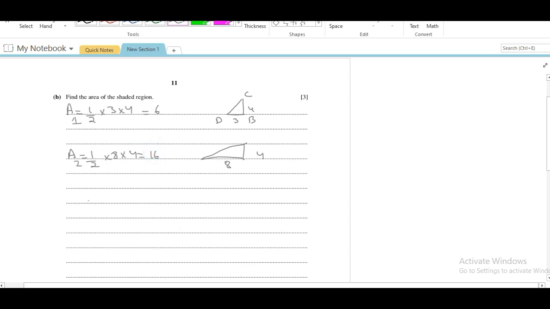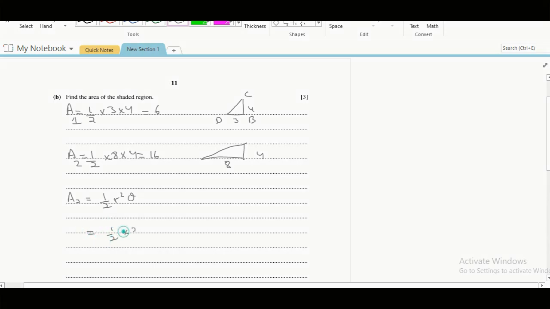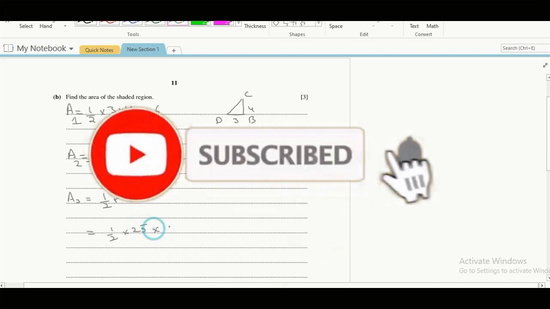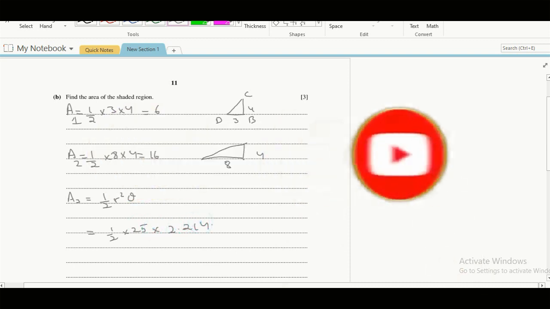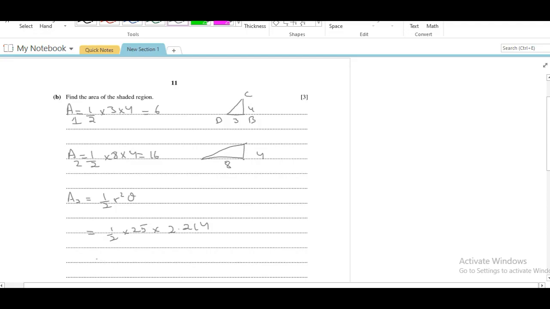Now let's find A3. So A3 is the sector. So what is the formula for the sector? Half r squared theta. We know the value of r squared, which is 25, and theta was 2.214. The area becomes 27.675.